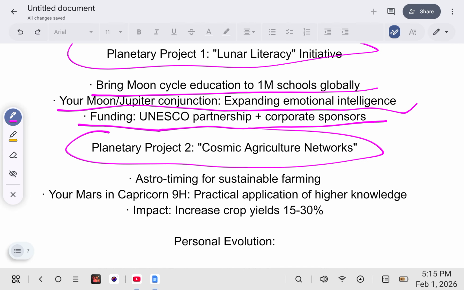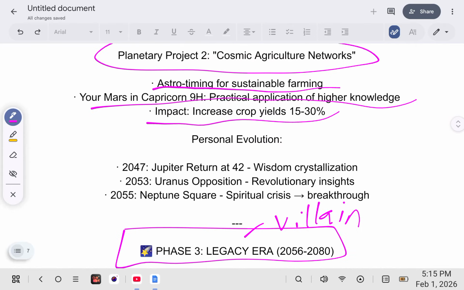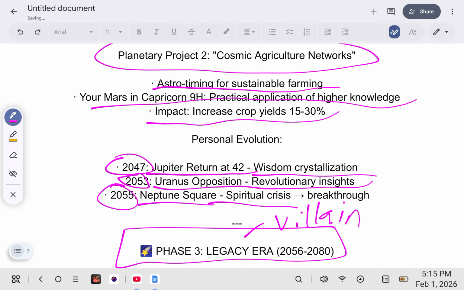Second planetary project is cosmic agriculture networks. Astro timing for sustainable farming. My Mars and Capricorn in the 9th house, practical application of higher knowledge. And the impact is increasing crop yields 15 to 30%. Here's the personal evolution. By 2047, Jupiter return at 42, wisdom crystallization. 2053, Uranus opposition, revolutionary insights. 2055, Neptune square, spiritual crises, breakthrough.